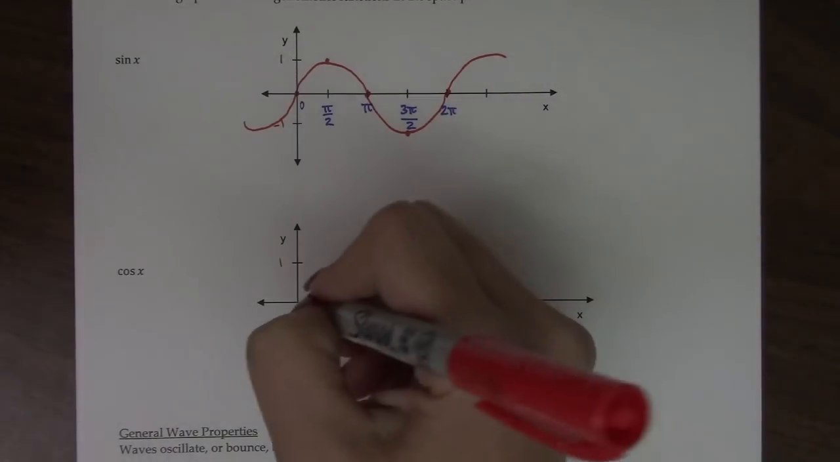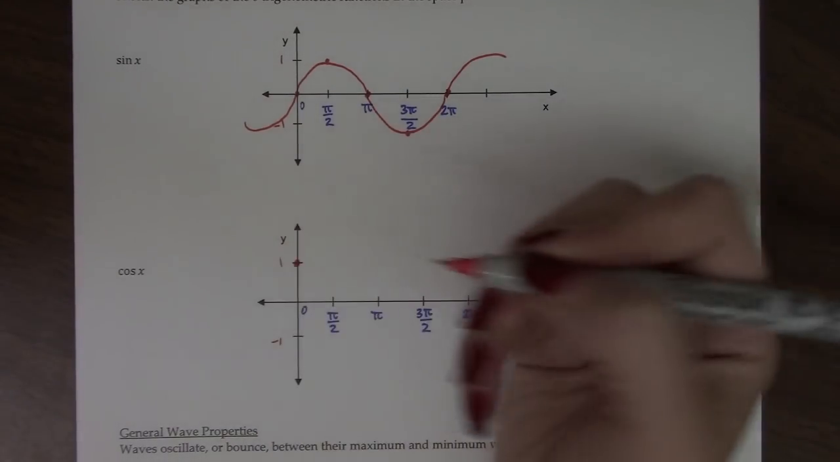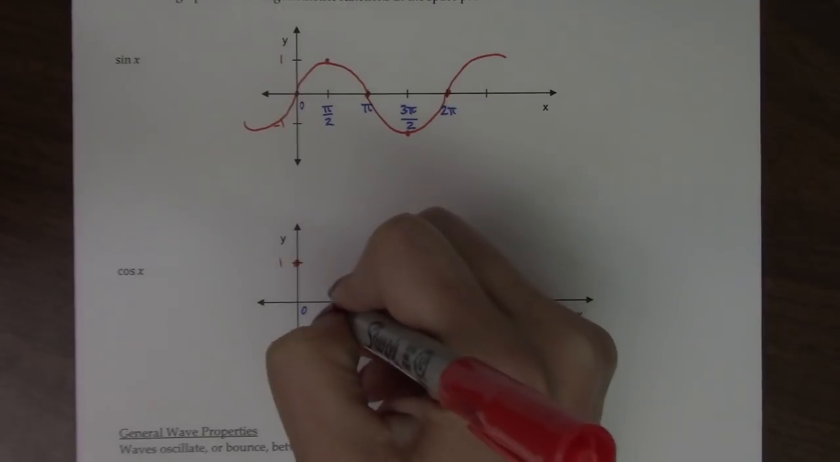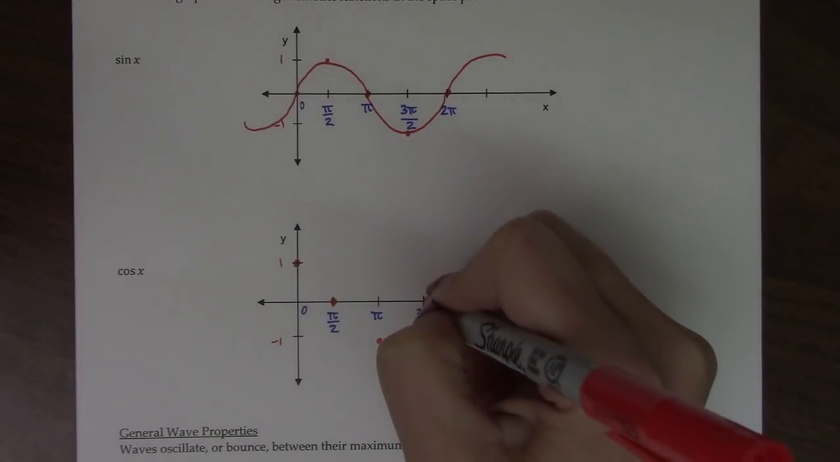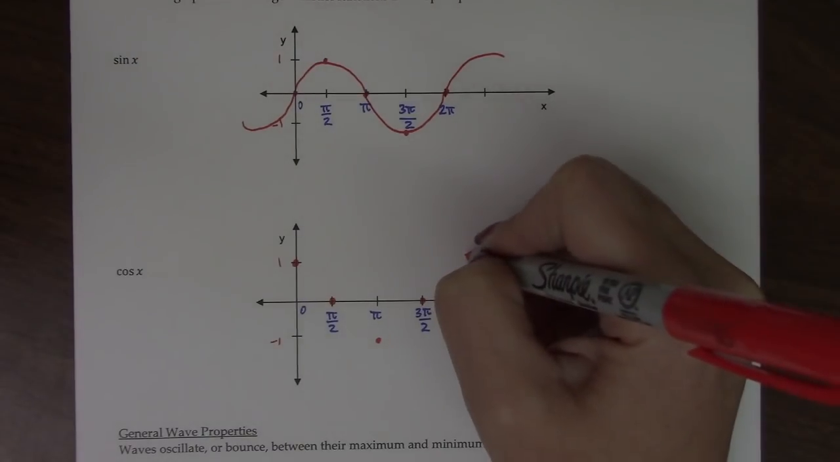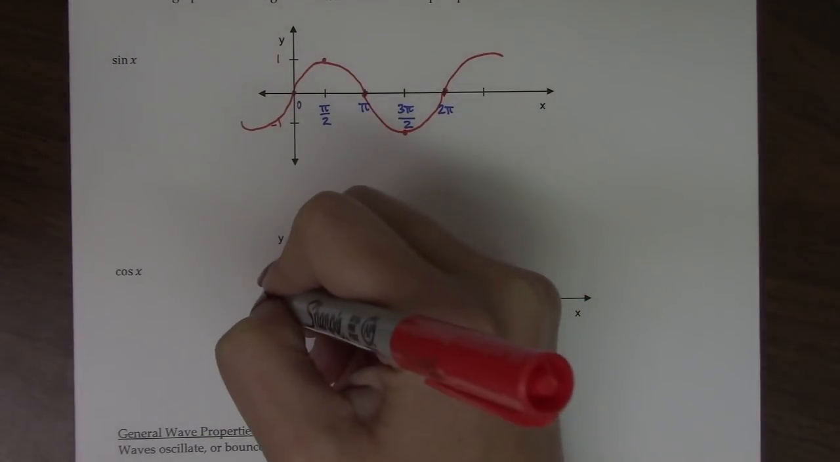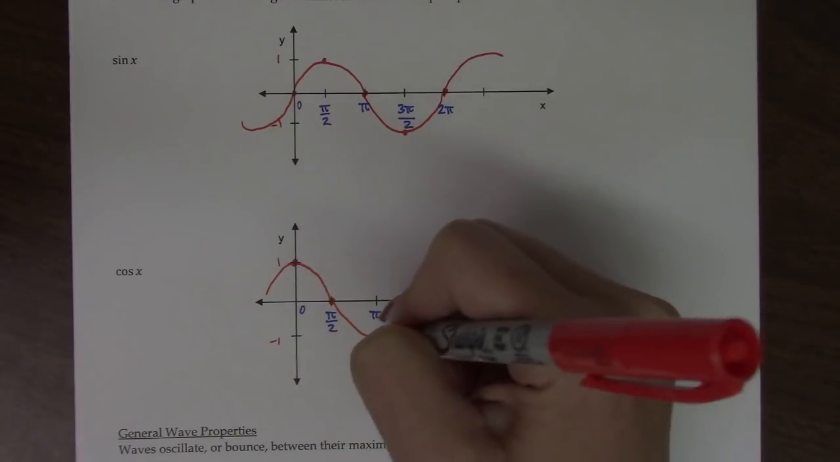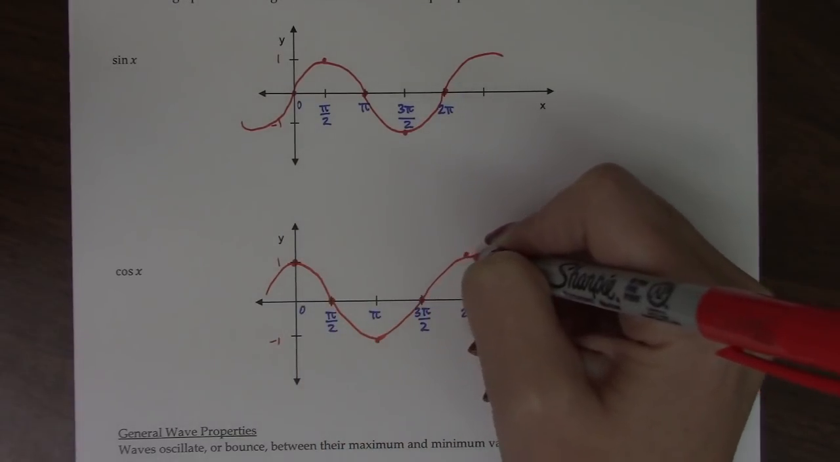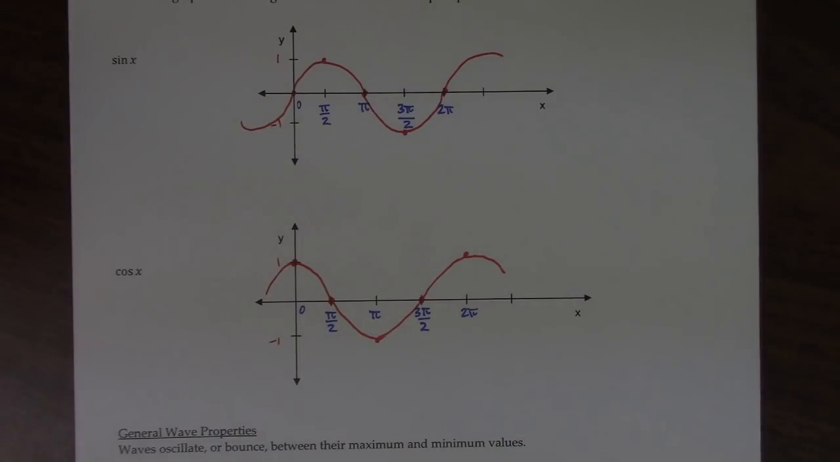For cosine, we do the exact same thing, except now I read the x-coordinates as I go around. So at 0, cosine is 1. At pi over 2, it's 0. At pi, it's -1. Then we're back to 0. And then we go back to 1. Once again, when I connect these, they're nice, smooth curves.